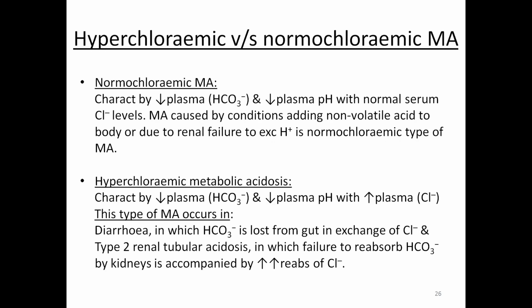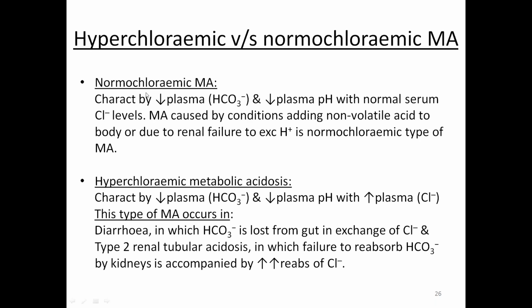Now there is something called a hyperchloremic metabolic acidosis and a normochloremic metabolic acidosis. So a normochloremic metabolic acidosis is characterized by decreased plasma bicarb and decreased plasma pH with normal serum chloride levels. Okay? This is caused by conditions adding non-volatile acid to the body or due to renal failure to excrete hydrogen ion. Okay?